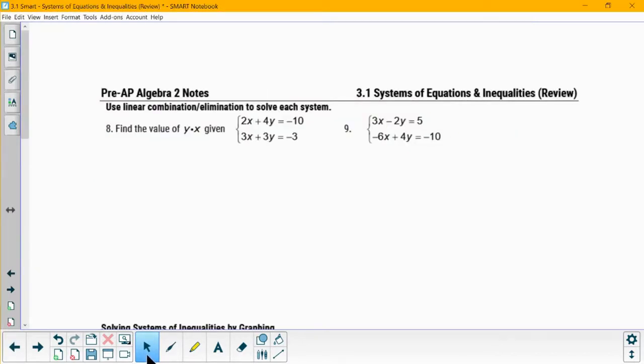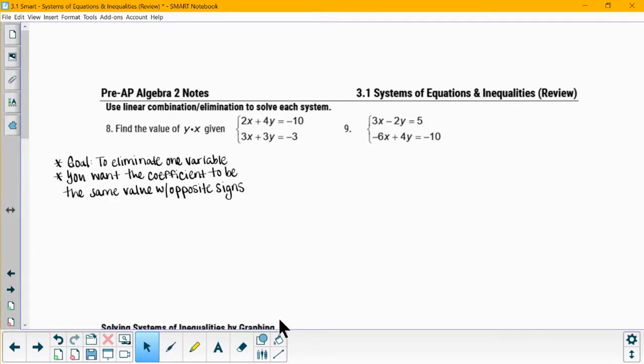Now to move on to elimination. So I do have a note for elimination. The goal is to eliminate one variable at the beginning, and then you're going to want the coefficients to be the same value with opposite signs in order to do this. So when I look at my x's and my y's, you could technically eliminate either one. It really is what you choose. I'm going to go ahead and eliminate the x's. So I know that 3 and 2, the next number that they will have in common is 6. So I want one to be a positive 6 and one to be a negative 6.